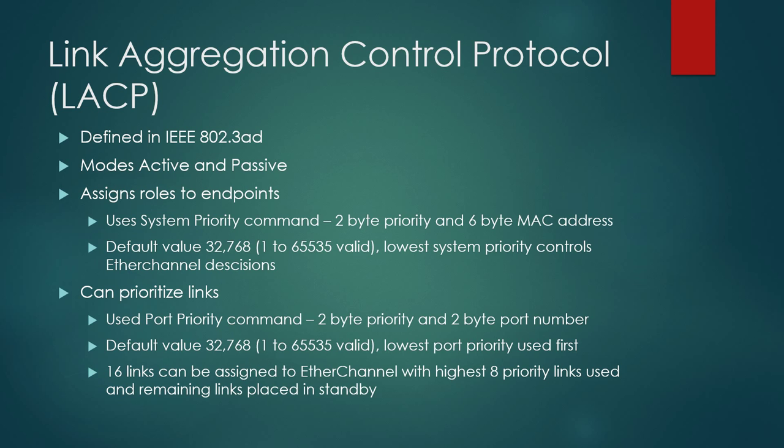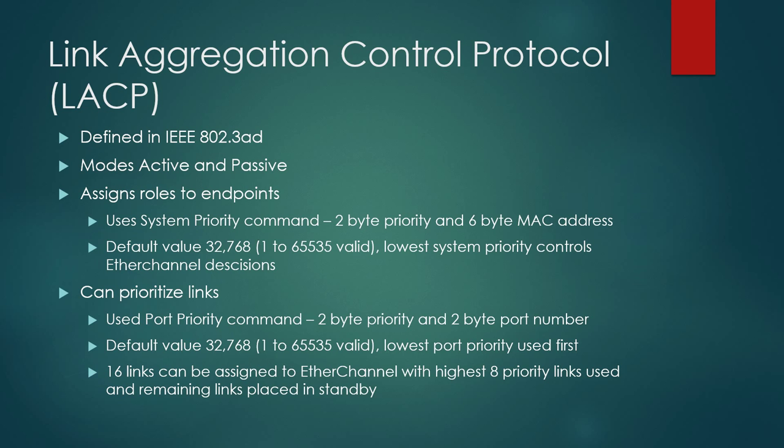Now, the switch with the lowest system priority value would be the switch that makes any decisions on the Ether channel. Now, let's say, for instance, we have two switches that are set to the default. We don't use a system priority command to try to influence the decision on which switch is going to be the controlling switch. In that case, the MAC address would be used as the deciding criteria. So whichever switch had the lower MAC address would then become the controlling switch.